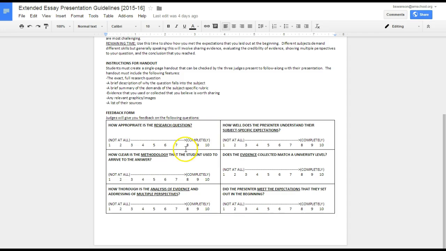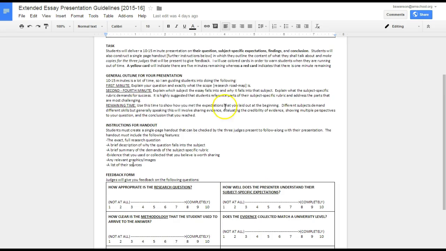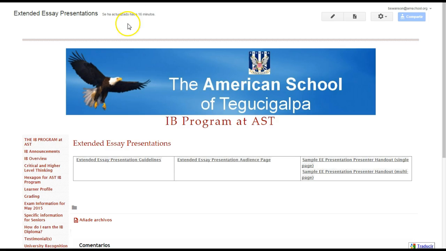So if students are wondering, what do the handouts look like? Unfortunately, I don't have a video of the presentation to share, but I will next year. I'm going to put some up. But I do have samples of the handout.